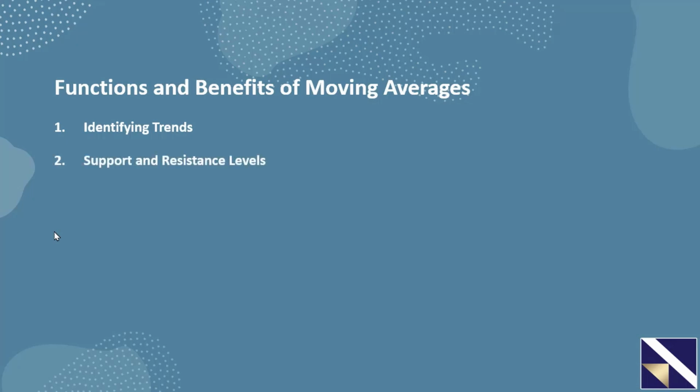Support and resistance levels. Moving averages can act as dynamic support or resistance levels where price tends to bounce or reverse, and traders can use these levels to determine entry and exit points, managing their positions effectively.